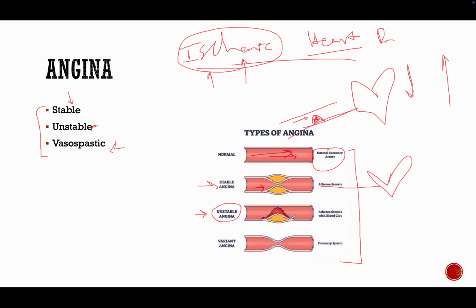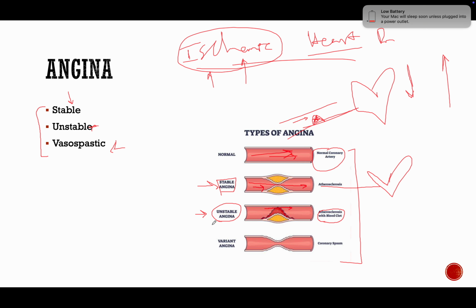Unstable angina: you see, there is an atherosclerotic plaque, and if this plaque ruptures and there is an occlusion, but that occlusion is not complete, blood can still pass through here, that is unstable angina. Atherosclerosis with blood clot. This is simple atherosclerosis, so it is stable angina. The pain is gonna be there, but when the patient is not exercising, on rest, the heart demand and supply will be matched by this amount of blood flow.